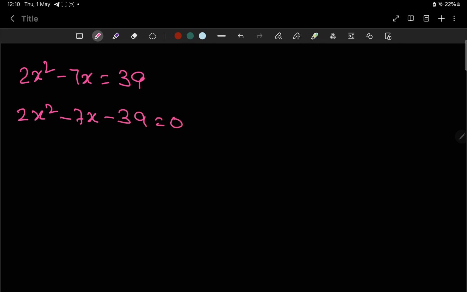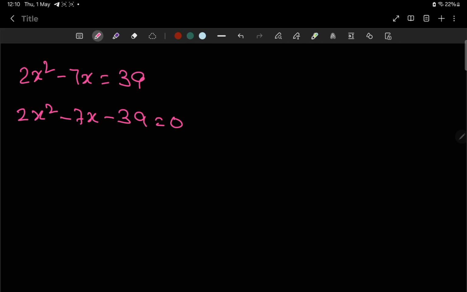So now let's do sums based on how to find the value of x, how to find the solution of a quadratic equation. Let's take an equation, for example, 2x square minus 7x is equal to 39. They ask to find the value of x, that is, solve. What is the meaning of solve? Solve is nothing but finding the value of the variable. So 2x square minus 7x, and transpose this 39 to this side. So it's 2x square minus 7x minus 39 is equal to 0.